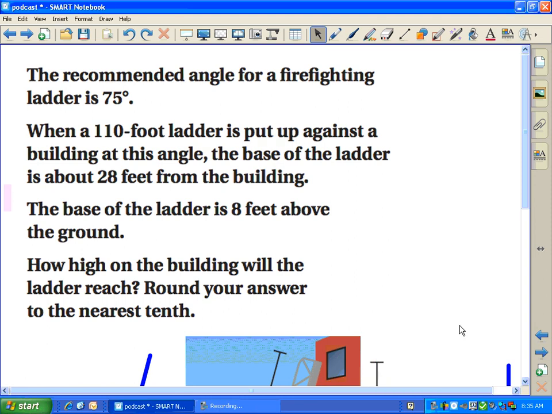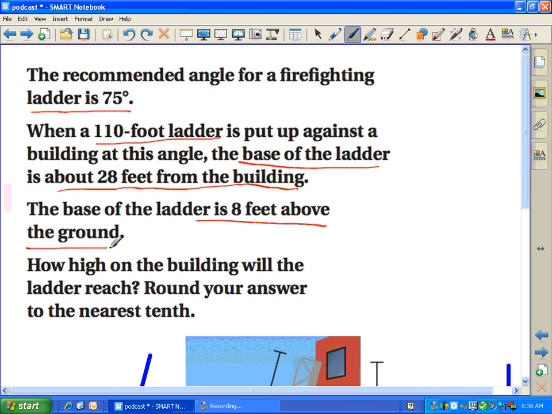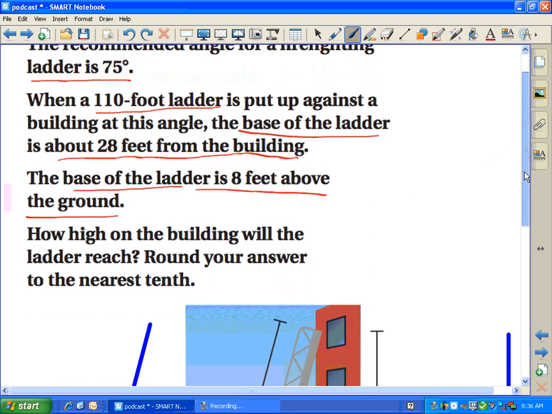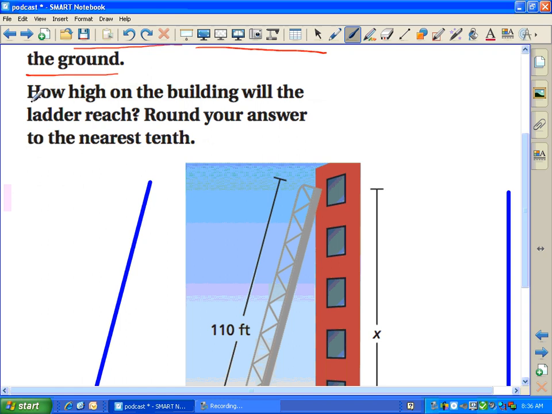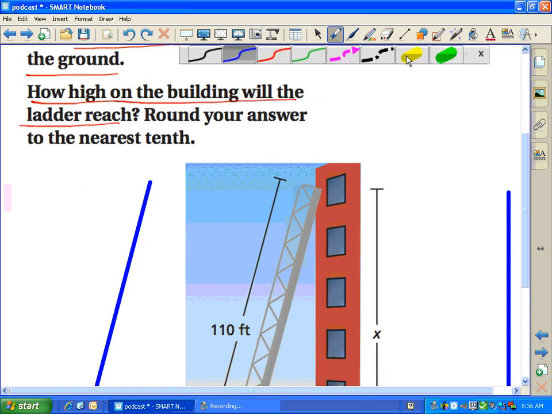All right, so let's take a look at this problem. The recommended angle for a firefighting ladder is 75 degrees. When a 110-foot ladder is put up against a building at this angle, the base of the ladder is about 28 feet from the building. The base of the ladder is 8 feet above the ground. How high in the building will the ladder reach? Round your answer to the nearest tenth.